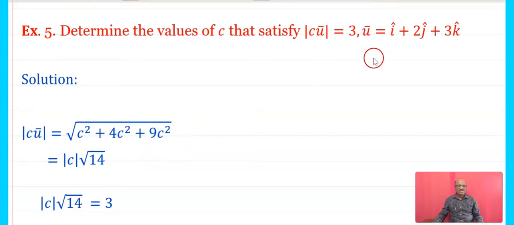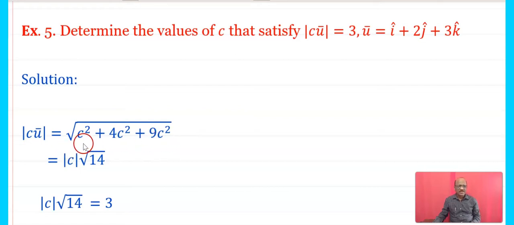Okay, now see this here, the modulus of c u bar. The coefficient of i is 1 here, that is 1 square is 1, 1 into c square. The coefficient of j is 2, 2 square is 4, 4 into c square, therefore it is 4c square. Next is the coefficient of k is 3, 3 square is 9, 9 into c square is 9c square.